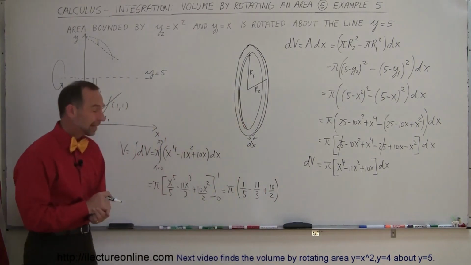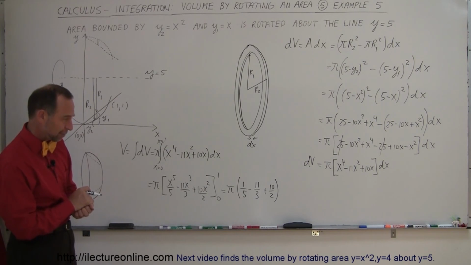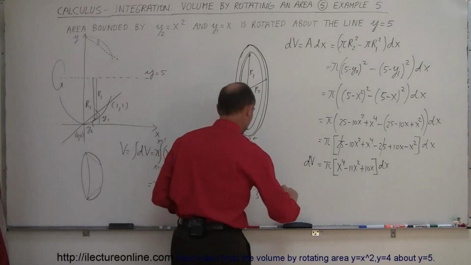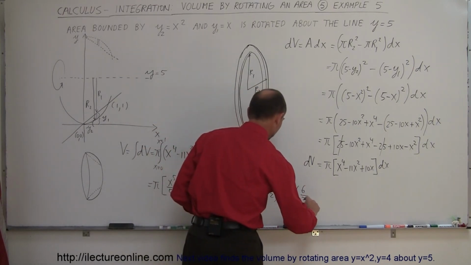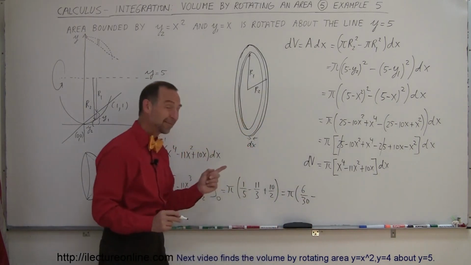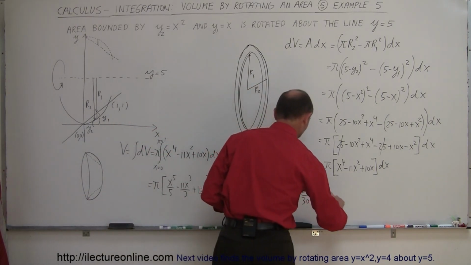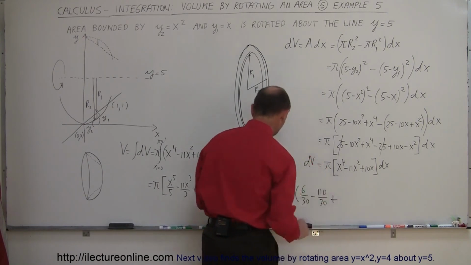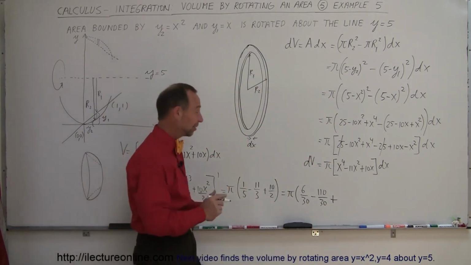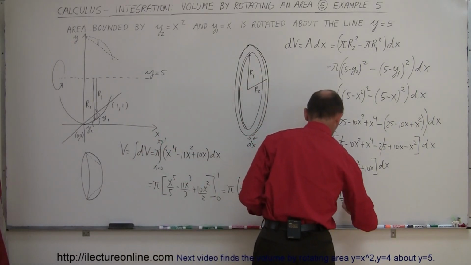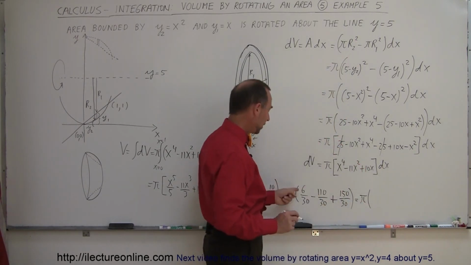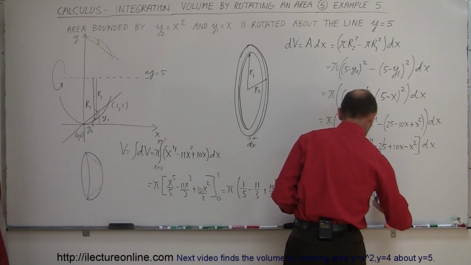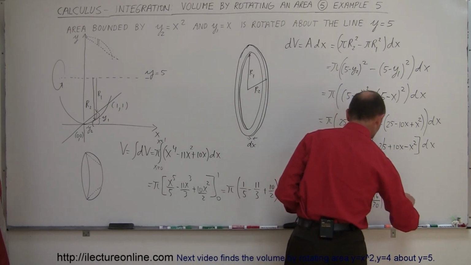All right, for me to combine that, I need to find the lowest common denominator, which looks like it may be 30. All right, so this is equal to pi times, since 5 goes in 30 6 times, that would be 6 over 30, minus, 3 goes into 30 10 times, 10 times 11 is 110 over 30, and that would be plus, since 2 goes in 30 15 times, 15 times 10 is 150. All right, so this is equal to pi times 150 minus 110, that's 40, plus 6 is 46 over 30. And finally, if we simplify that, it would be 23 over 15 times pi.